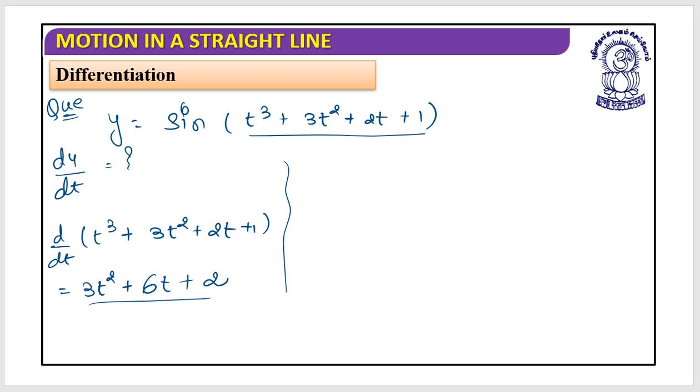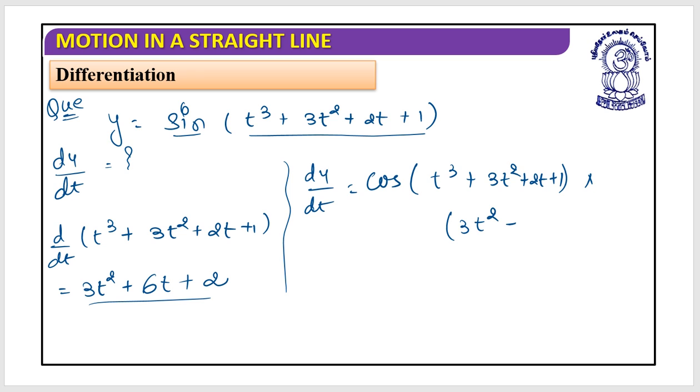Now what is next? It's dy by dt. This is sine of something in the bracket. So I need to replace sine t by cos t. And while I replace it, I need to write the same thing inside as it is. This is cos of t cube plus 3t square plus 2t plus 1 multiplied by, this would be the term, 3t square plus 6t plus 2.